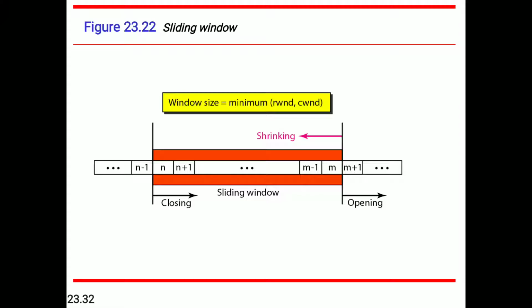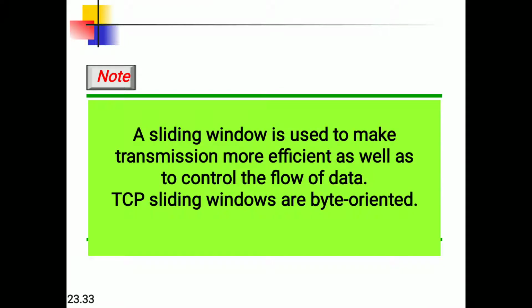The sliding window will have the window size, starting window and closing window. The difference will be the window size, and the sliding window can move to the left side and right side. Sliding window is used to make transmission more efficient as well as to control the flow of data. TCP sliding windows are byte oriented.